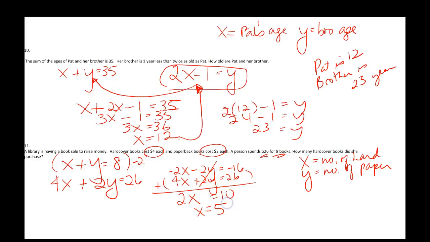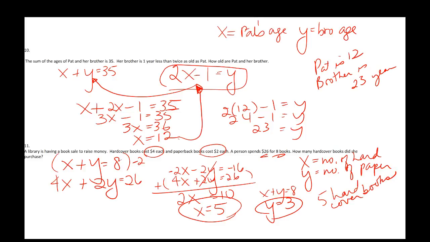X equals 5. Well, that's how many hardcover books she bought. If you needed to know how many paperback books she bought, you go back to the x plus y equals 8 and find out she bought 3 paperback books. All right? So your answer will be 5 hardcover books.